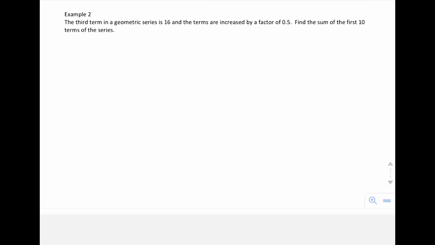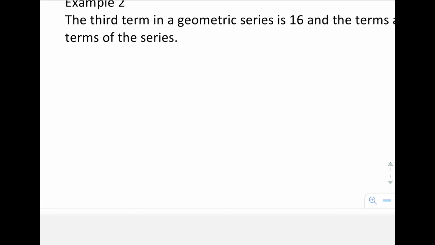In this example here, we know that the third term of a geometric series is 16. It is increased by a factor of 0.5, and we want to find the sum of the first 10 terms of the series. So what this question is asking is, what is the value of S10?